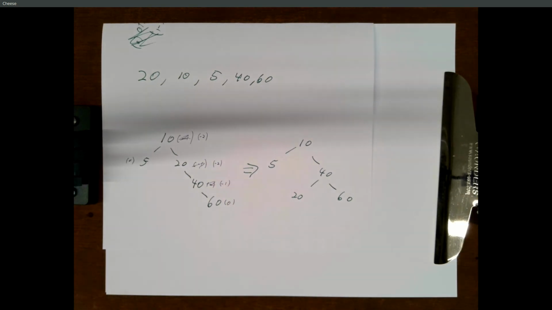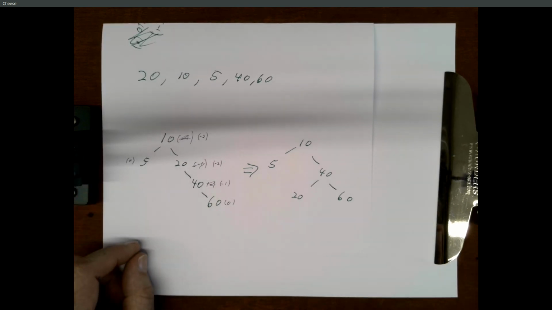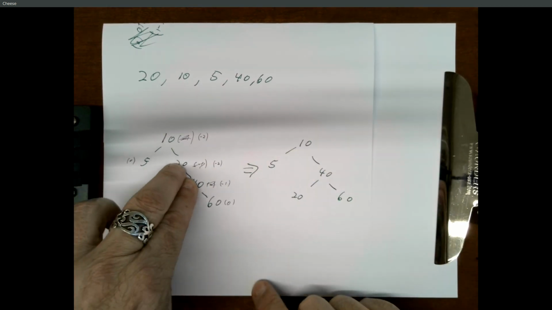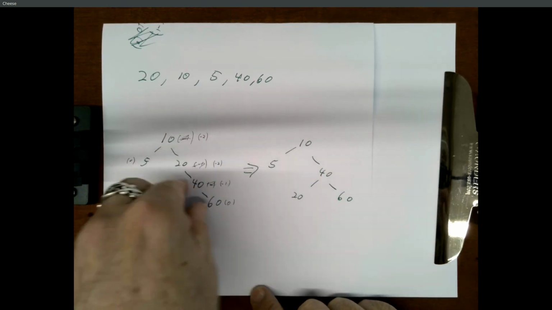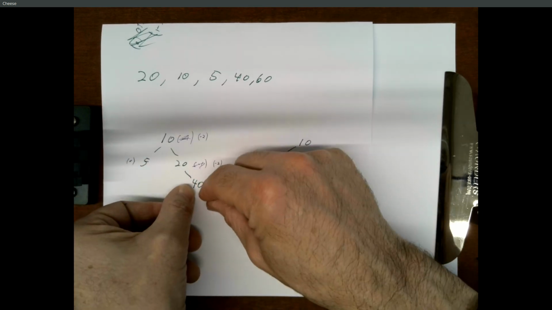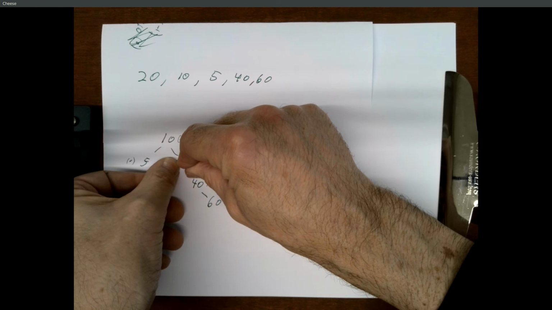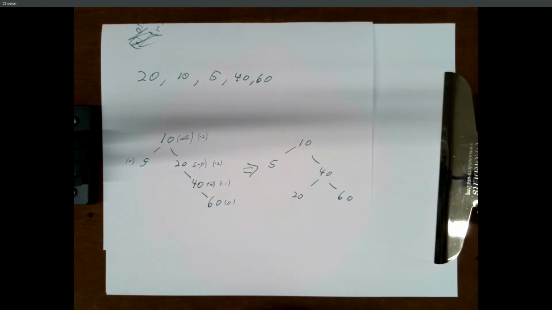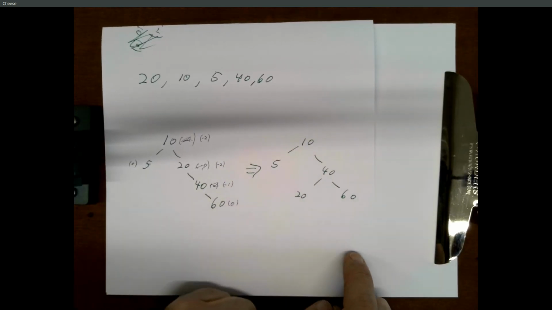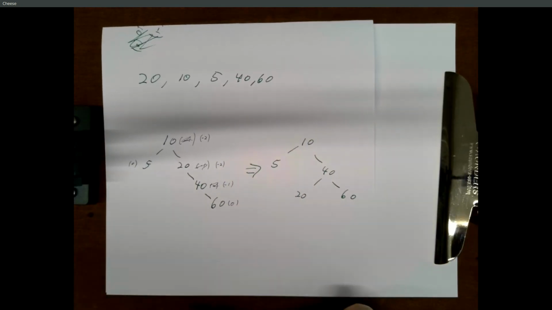So the effect of these rotations is when you're in a right case and you're trying to balance, basically you're taking this link here and you're just turning it down like that. Take the 20, 40, bring it down so the 20 is to the left of the 40, and then move this up where the 20 was. That's why it's called a rotation. And so you end up with this.